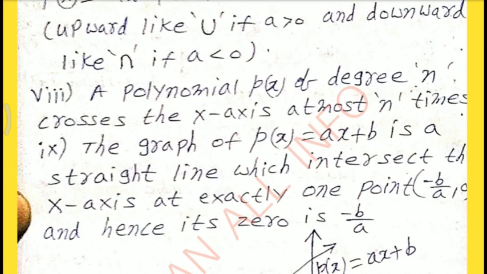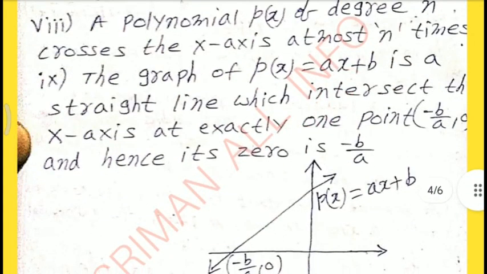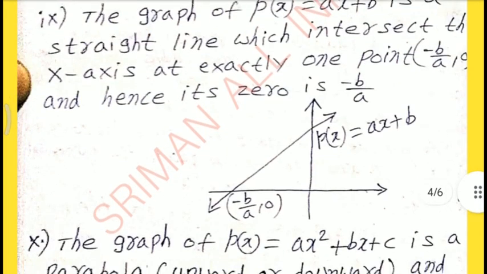Ninth one, the graph of p of x is equal to ax plus b is a straight line which intersects the x-axis at exactly one point. The point is minus b by a, 0, and hence its zero is minus b by a. This is the graph.